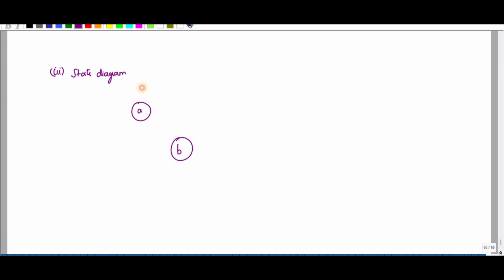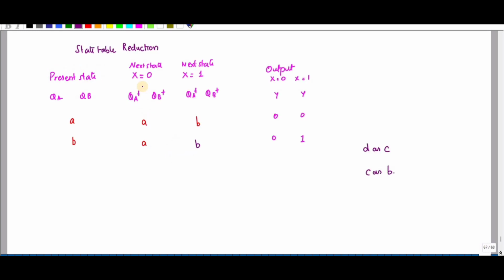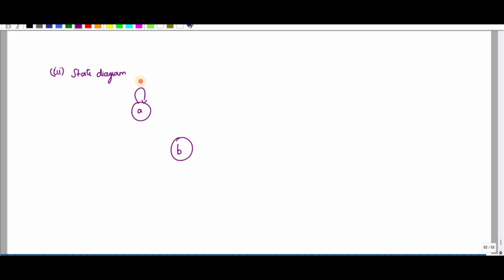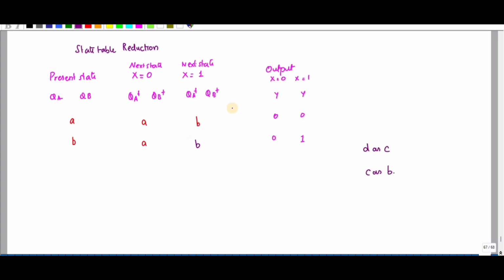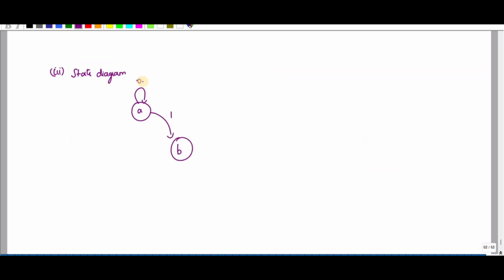If the present state is A and x is 0, it goes to A, and if x is 1, it goes to B. What are the outputs for x equal to 0? 0 and 0. So I am going to write the output here. This is the value of x and this is the value of y.